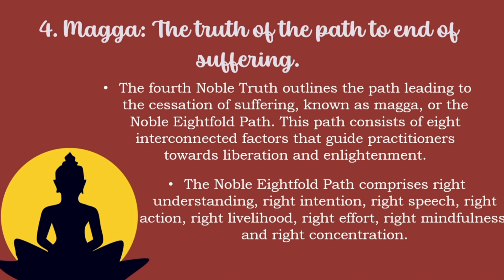So the fourth noble truth outlines the path leading to the cessation of suffering known as Dhammaga, or the Noble Eightfold Path. This path consists of 8 interconnected factors that guide practitioners towards liberation and enlightenment. The Noble Eightfold Path comprises right understanding, right intention, right speech, right action, right livelihood, right effort, right mindfulness, and right concentration. Actually, dito sa Maga nakalagay yung Eightfold Path. Wherein, if you will follow the Eightfold Path, yun na yung susi for liberation and enlightenment.